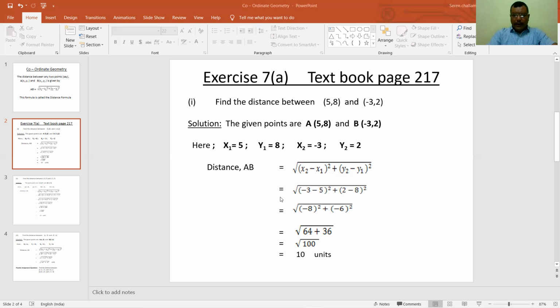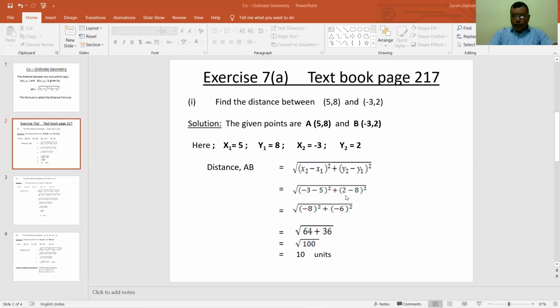In the next step, we write is equal to square root of, since x2 is minus 3, so we put the value here minus 3, minus x1 is 5, so we put here 5, whole thing square, plus, now since y2 is 2, so we put here 2, minus, and y1 is 8, so therefore we put here 8, whole thing square. In the next step, we write square root of, now minus 3 minus 5 gives us minus 8. So we write here minus 8 and then whole thing square.